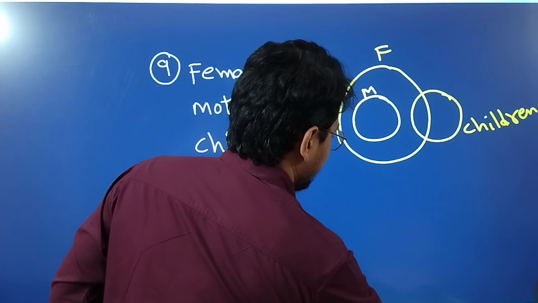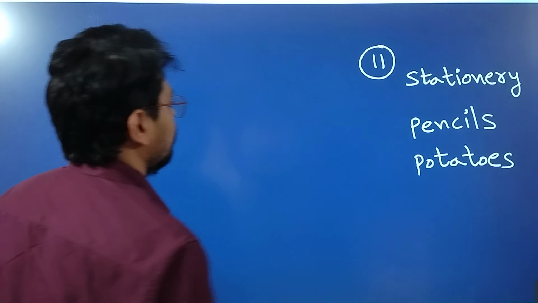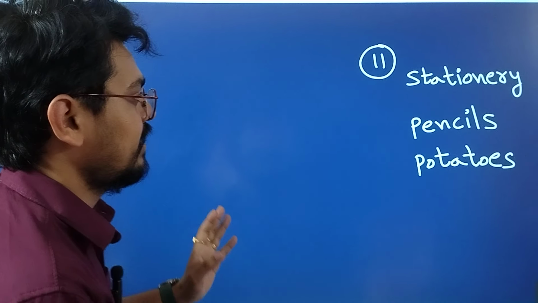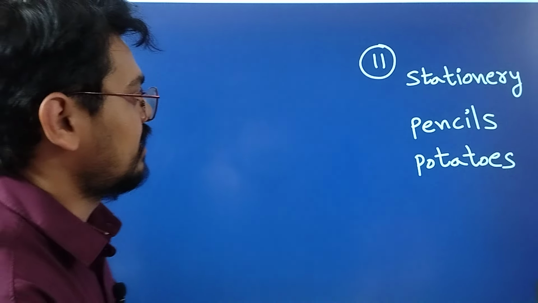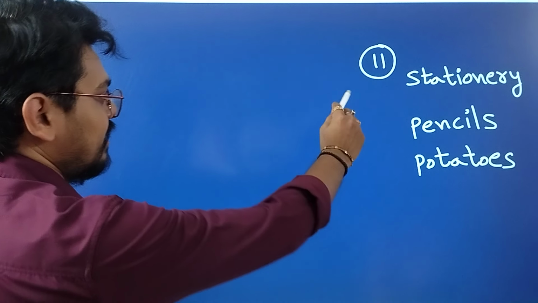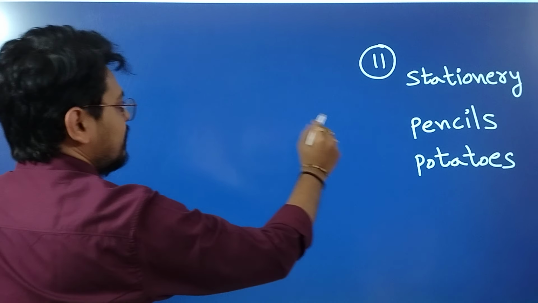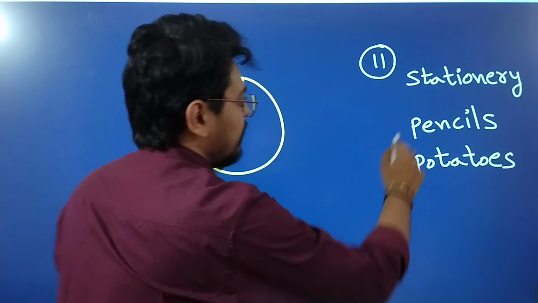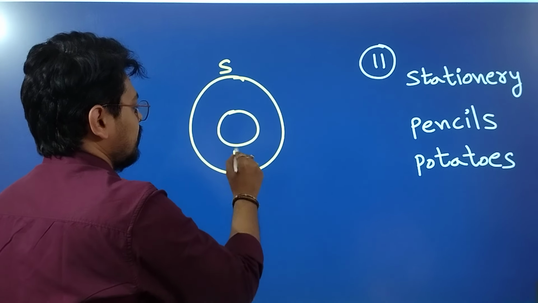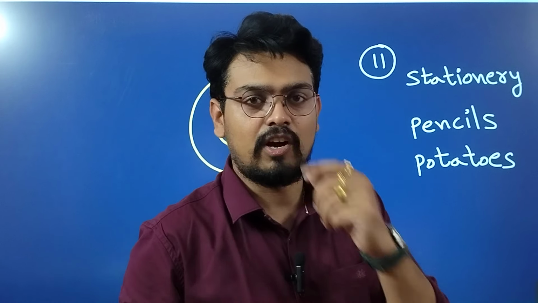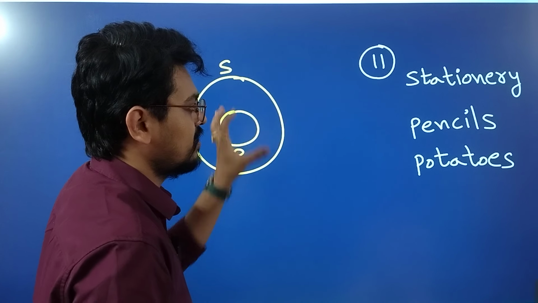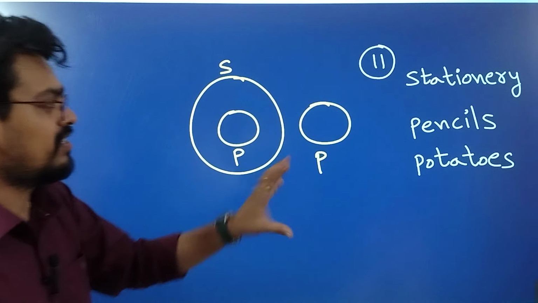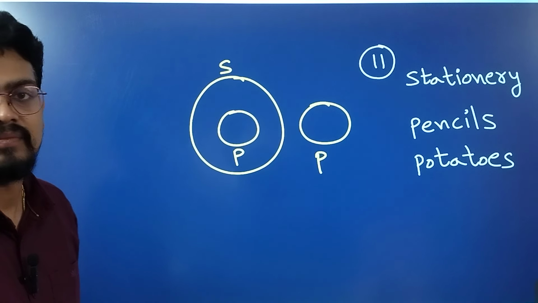Let's see the next one. Ready for the next question? Yes. Stationery, pencils and potatoes. See, it's very clear that in the category stationery, let us take one circle. So this circle is called stationery. In stationery there are pencils. All the pencils, pens, erasers, sharpeners, scale, all this comes under stationery. So that's why pen also comes under stationery. But potato is different. So this is the Venn diagram.